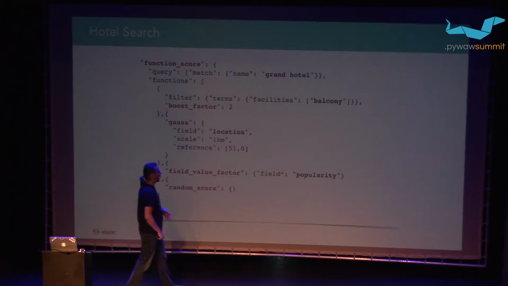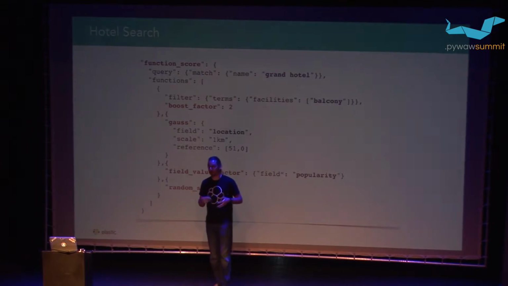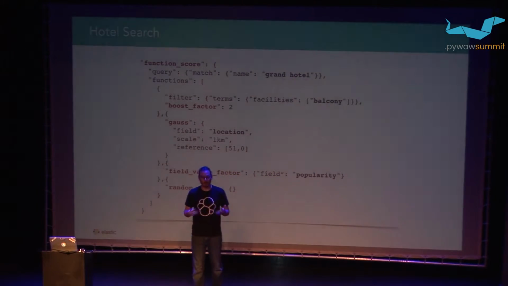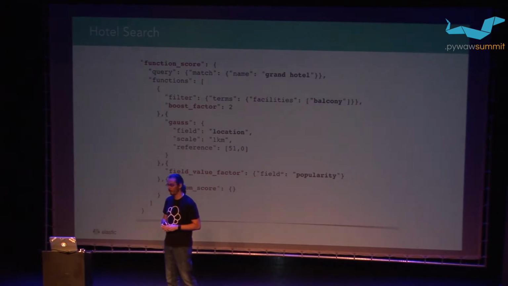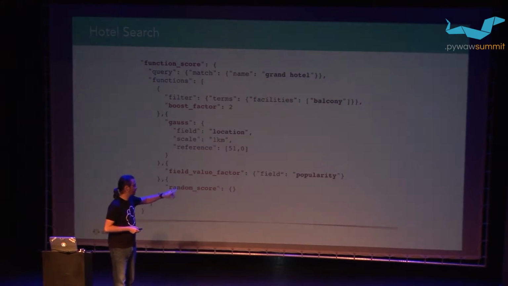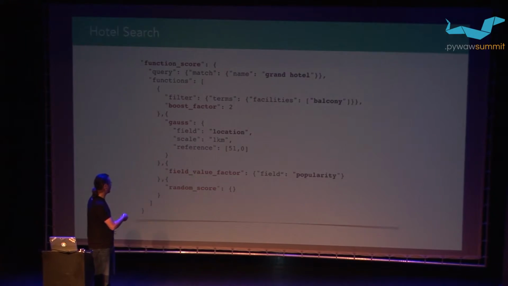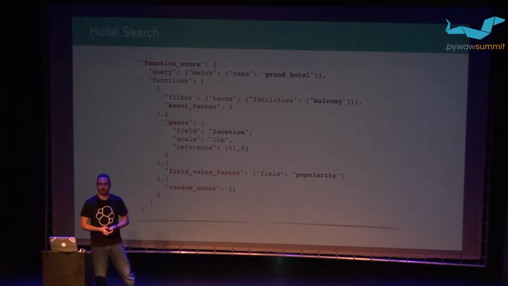We also have the popularity. So people have voted on our website how they liked certain hotels, and we want to take that into account. We want to favor the hotels that have been rated positively. So we can do that. We just inform Elasticsearch that I have this field, it's called popularity, and just take it as a factor when you compute the score. And then we add a little random numbers. That's always a good idea, right?